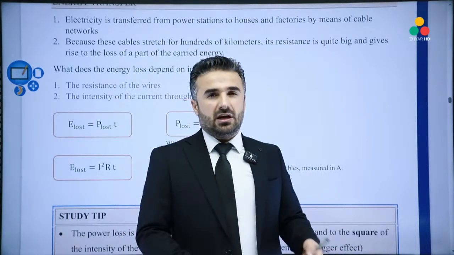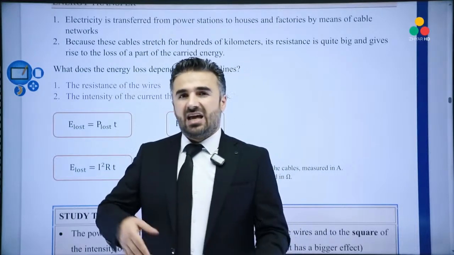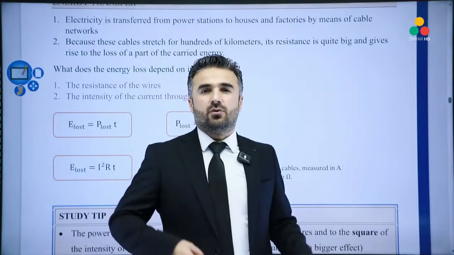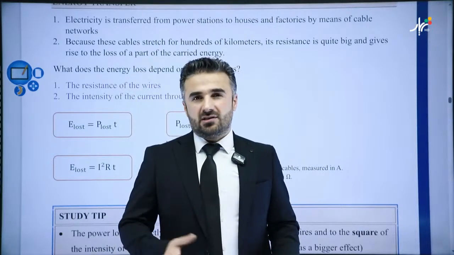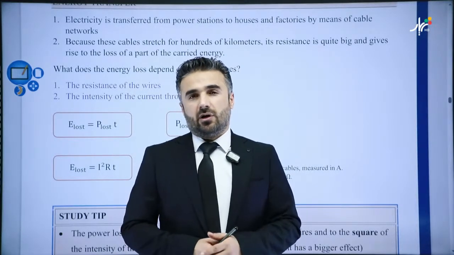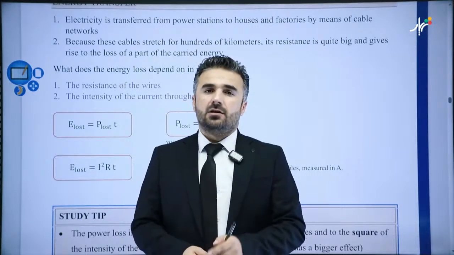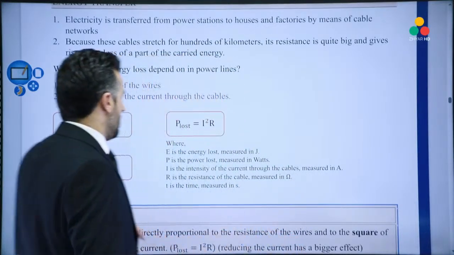If I ask the question in a different way: if we have the resistance of the wires and the intensity of the current flowing through the wires, which one of them would save more power if reduced? Of course it is the current. Why? Again, because it is squared. So power loss equals current squared multiplied by the resistance.